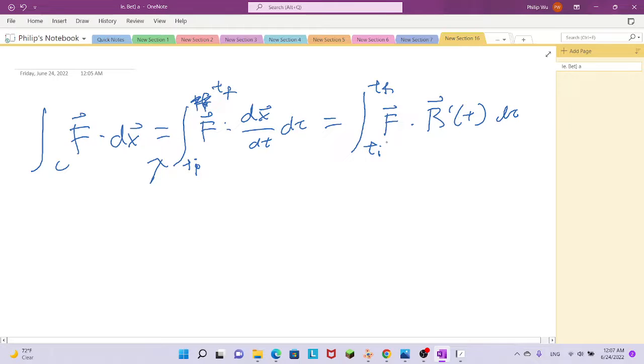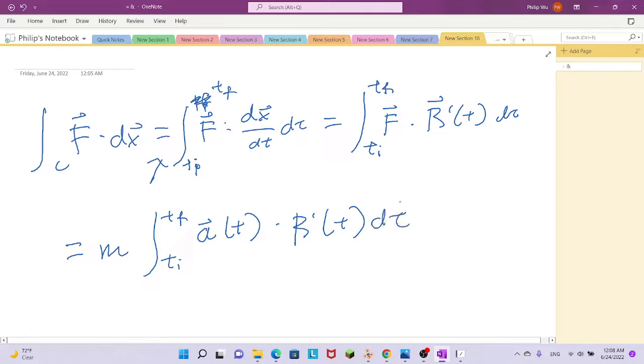And now we can further rewrite this by taking out mass, and we get this. I should have mentioned that the second time derivative of r is also the acceleration of our object, so we can rewrite it as this.